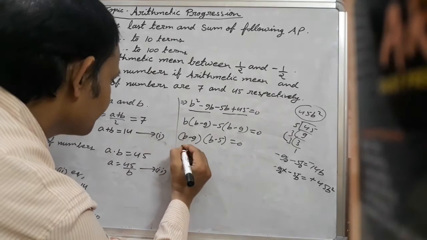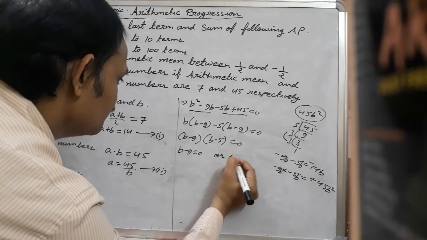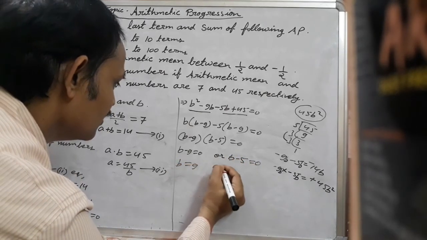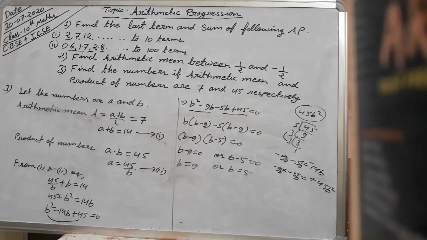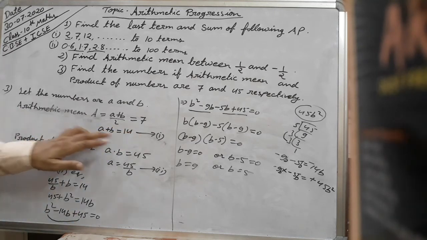Then what is the value of B? B minus 9 is equal to 0 or B minus 5 is equal to 0. B is equal to 9 or B is equal to 5. Okay, you got the value of B. Now you have to find the value of A from equation 1 or equation 2, anyone. I am taking equation 1.